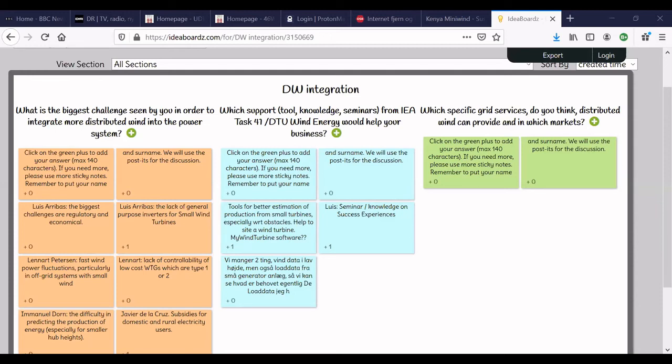Okay, thanks a lot, Louis and Lennart. Yeah, so really we don't know if there are distributed services that the distributed wind can provide, or if there are any markets, as far as I can hear from the participants.